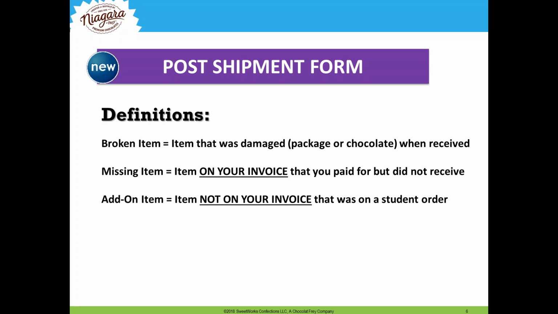You didn't receive it. The third category is an add-on item. This is something that was not on your invoice that you didn't receive. Maybe it was left off of the order form, or maybe it was a new add-on item. So these are all things that you didn't pay for. So there's a separate way that we're going to handle those.